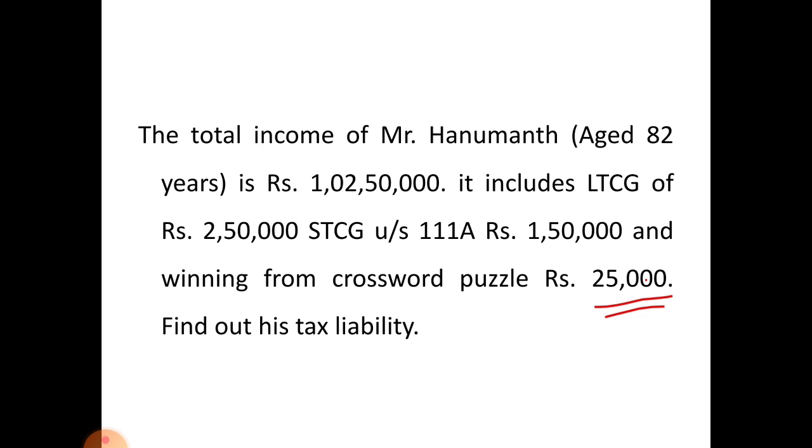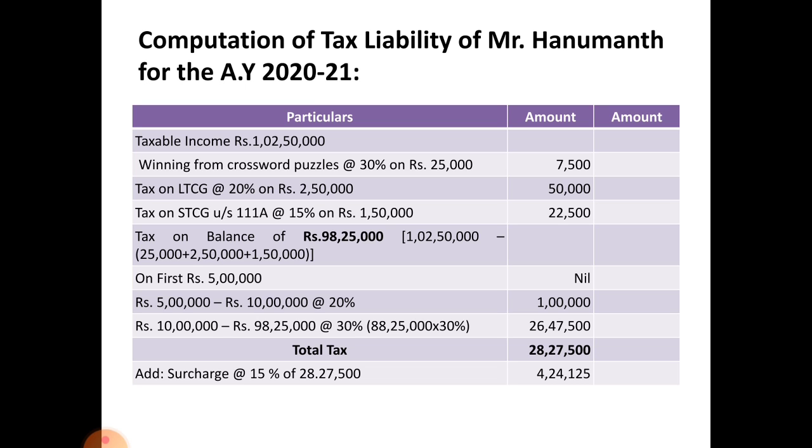Okay. Find out his tax liability. Let us solve this problem. Computation of tax liability of Mr. Hanumant for the assessment year 2020-21. Taxable income amounts to rupees 1 crore 2 lakh and 50,000. In this, winning from crossword puzzles amounts to rupees 25,000. On that 30% tax should be payable. That amounts to rupees 7,500.